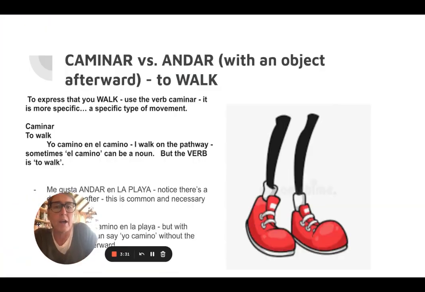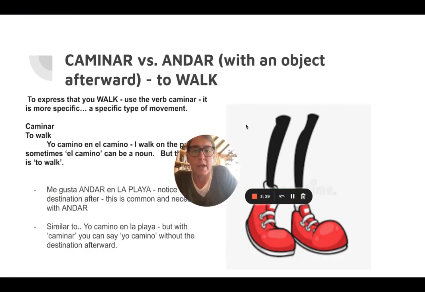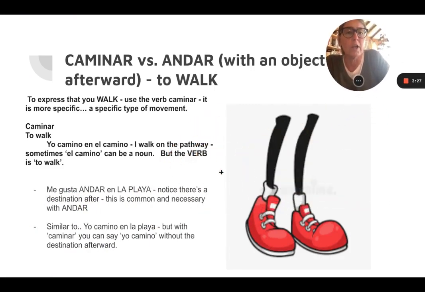Versus the word andar is more like, sometimes it's used as a word like to stroll, but when you use andar versus caminar, you might say, can I do that? And the simple answer is yes, but it depends. There's always depende, no? So when we say I walk, you want to say yo camino, right? However, if you want to say, can't I say yo ando? Like I stroll around. You could say that, but it's more common with andar to have an object afterwards.